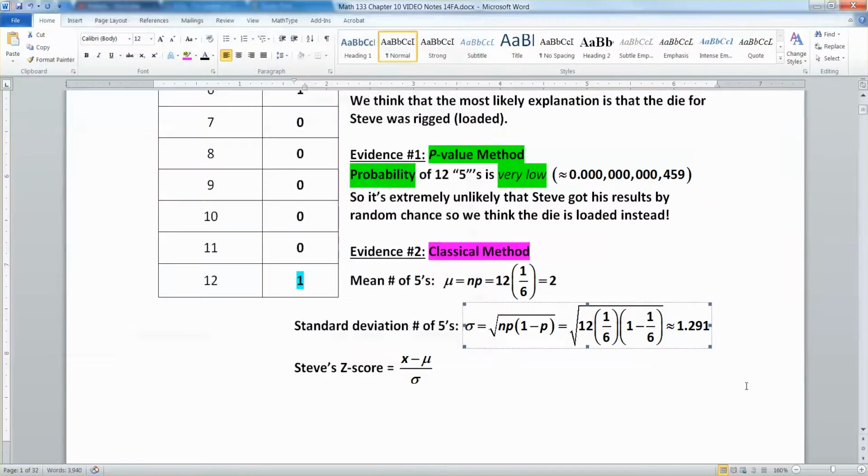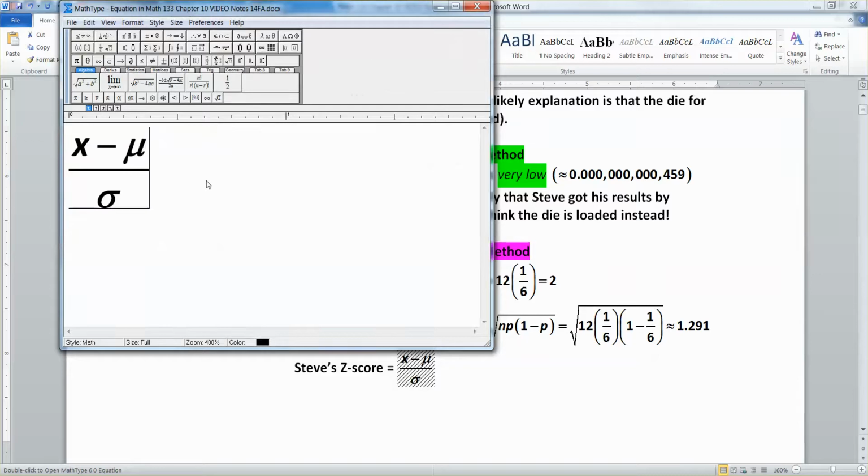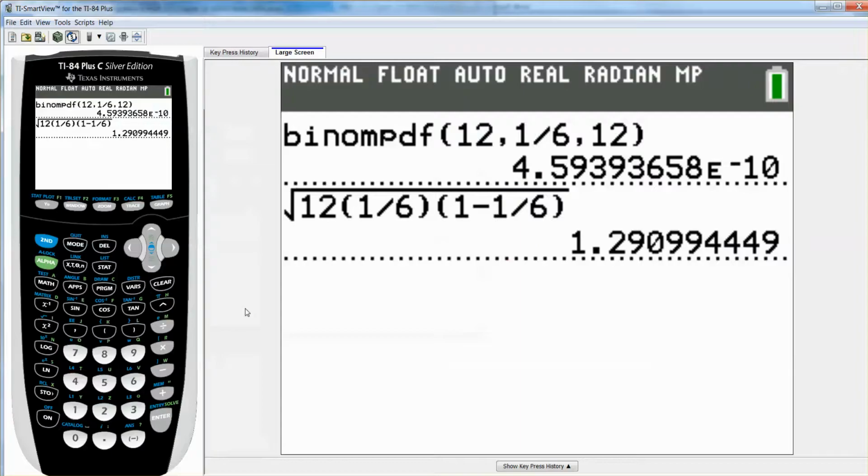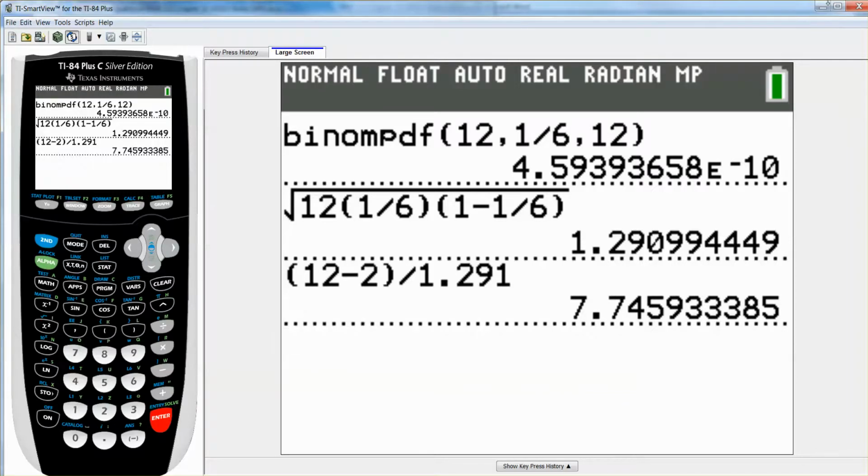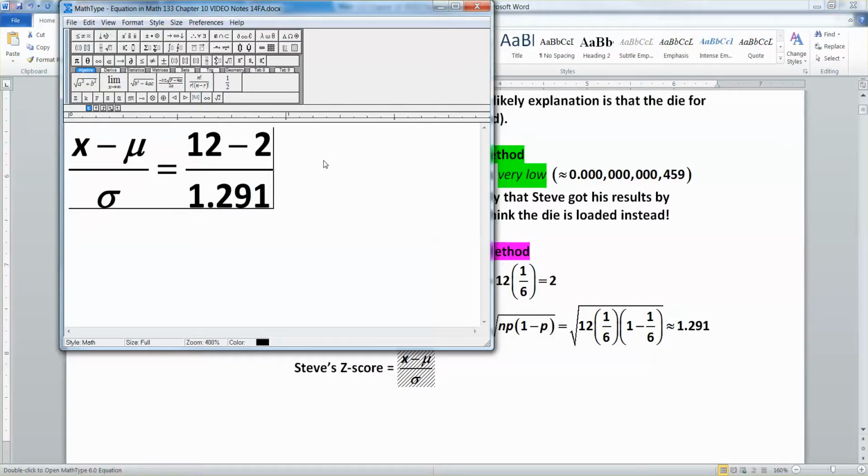All right, so if that's the case, then I want Steve's z-score. So I'm going to take his z-score, which is the value he got, which was 12, take away 2, which is the mean that we're expecting, divided by 1.291. So let me grab a calculator. 12 take away 2, well, here, parentheses, 12 take away 2, close parentheses, divided by 1.291. Or if you like, you could divide it by that last answer. And you get 7.746.